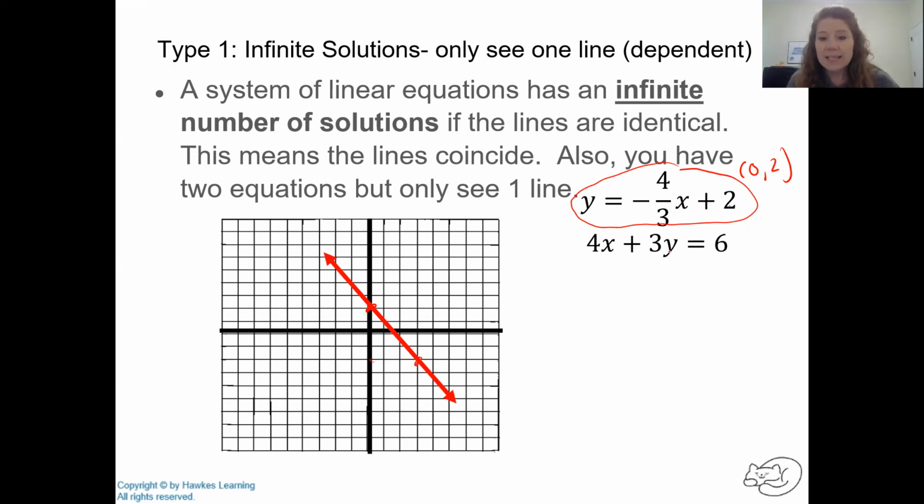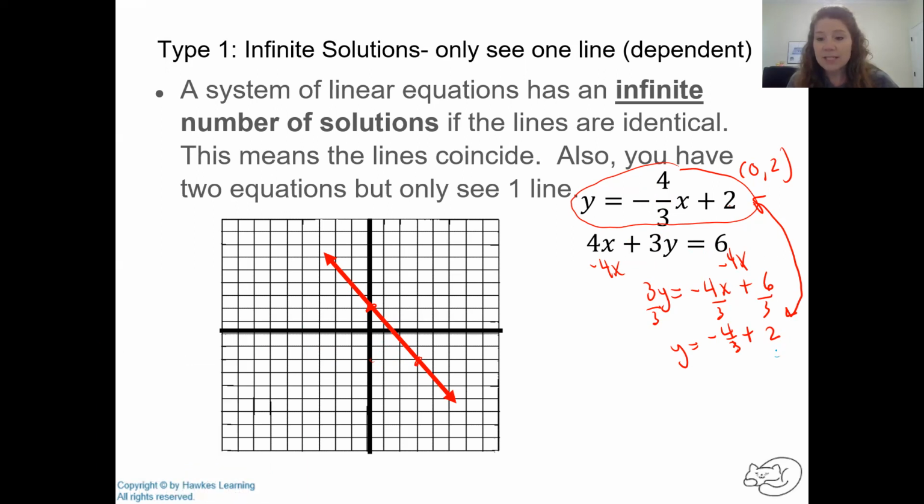And then the second line, if we solve for y, we're going to subtract 4x from both sides. So we'd have 3y is equal to negative 4x plus 6. And then we divide everything by 3. So y equals negative 4/3 x plus 6 divided by 3 is 2. So notice these are identical, right?